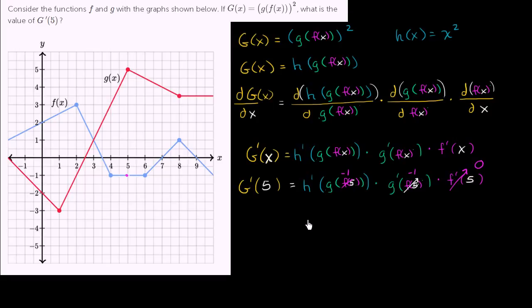But we don't even have to do that, because this is the product of three things, and one of these things right over here is 0. So 0 times anything is going to be equal to 0. Another way of thinking about it is f of x isn't changing when x is equal to 5. If f of x isn't changing when x is equal to 5, then the input into g isn't going to be changing. So g of f of x isn't going to be changing, and so h of g of f of x isn't going to be changing. So capital G of x isn't going to be changing, and so the derivative of capital G of x at x equals 5 is going to be equal to 0.